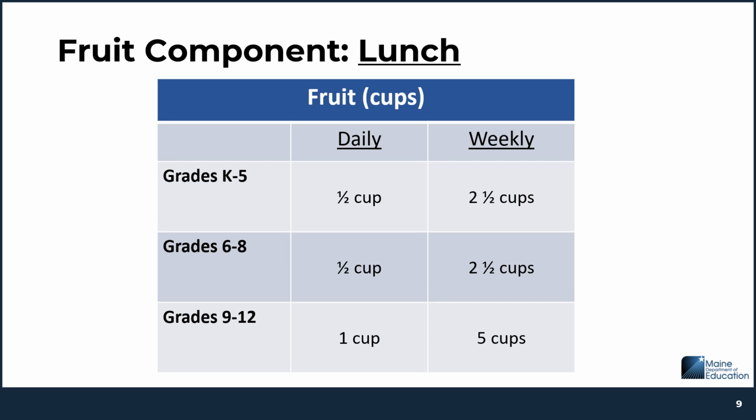The minimum daily serving sizes for fruit at lunch are 1/2 cup for grades K through 5, 1/2 cup for grades 6 through 8, and 1 cup for grades 9 through 12. Over the course of the week, they need to be offered 2.5 cups of fruit for grades K through 5, 2.5 cups of fruit for grades 6 through 8, and 5 cups of fruit in grades 9 through 12.